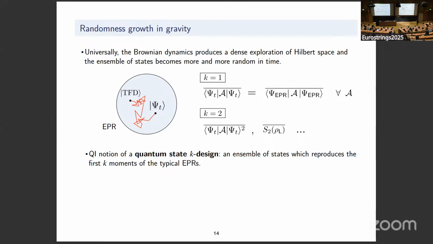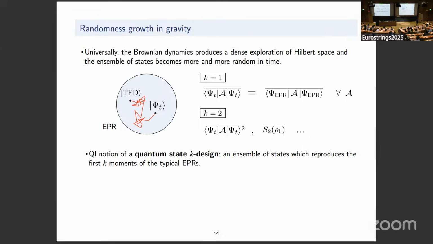So the idea is that a K design is an ensemble of states which reproduces the first K moments of the random state ensemble. So for K equals 1, that means that any expectation value that you take on this ensemble is on average given by the same value as the expectation value of the ensemble of typical EPR states. So in particular, this means that if you have a 1 design, the ensemble appears thermalized on average. So any state that you pick from this ensemble, which is sort of generic within the ensemble, will have equilibrated expectation values, given that the random states have equilibrated expectation values for any operator.